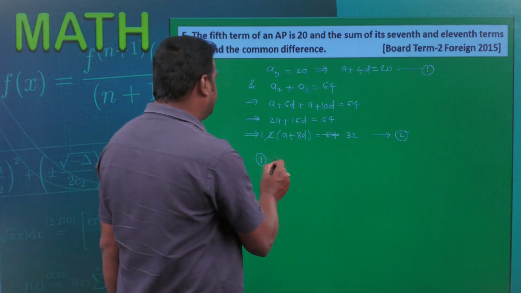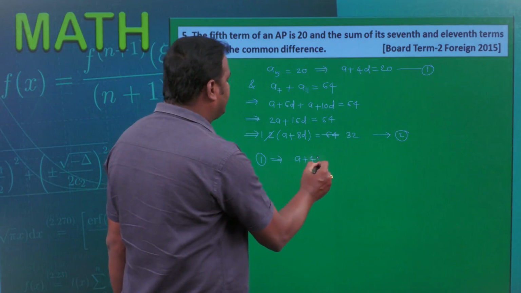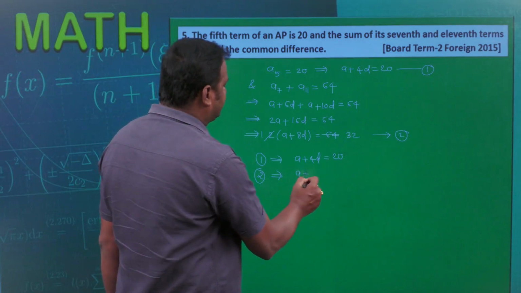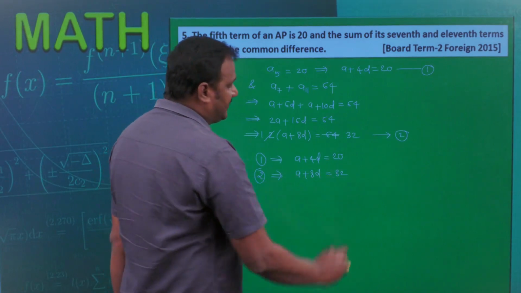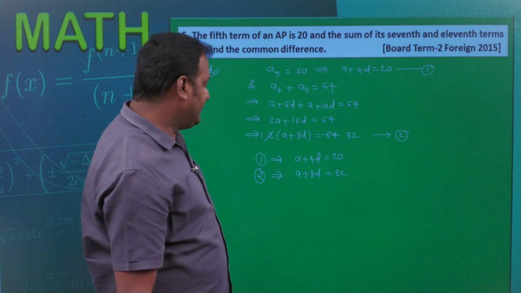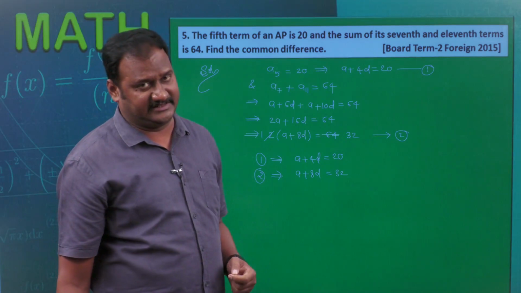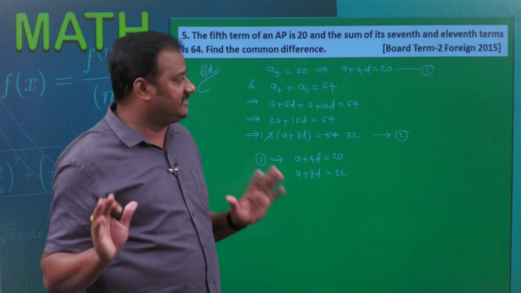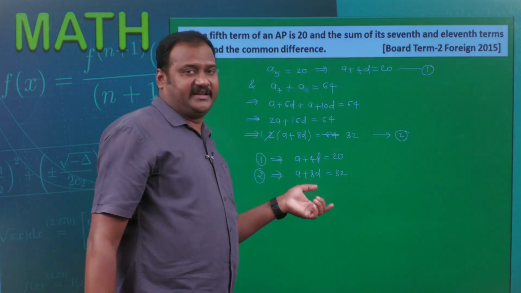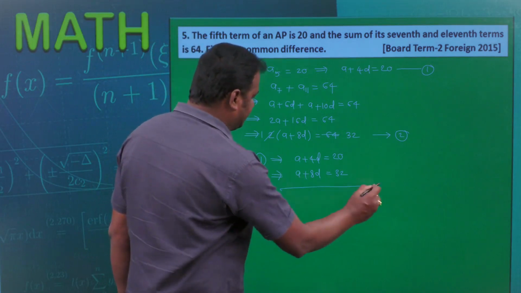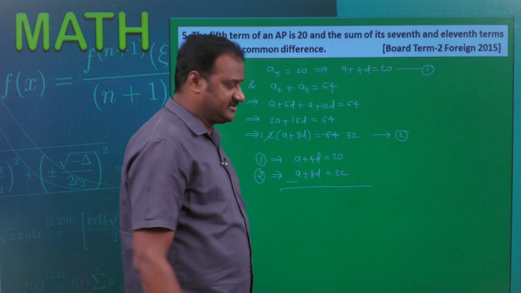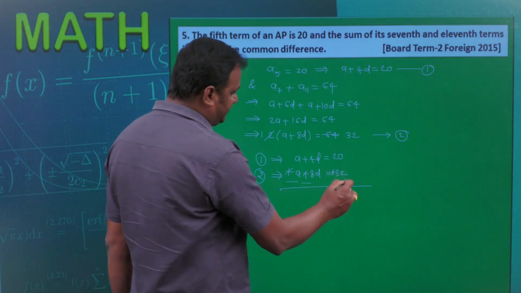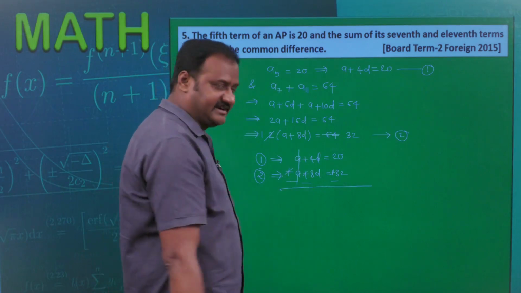So here the first equation is going to be a plus 4d is equal to 20, and the second equation is going to be a plus 8d is equal to 32. In order to solve for a and d, you can go by any one of your algebraic methods, that is the substitution method, elimination method, cross multiplication method or graphical method, whatever it is. But I go by the elimination method because here the coefficients of a are the same, so I will subtract one equation from the other by changing the signs. It was plus, so now it is minus; it was minus, so now it is plus. Plus a minus a gets cancelled.